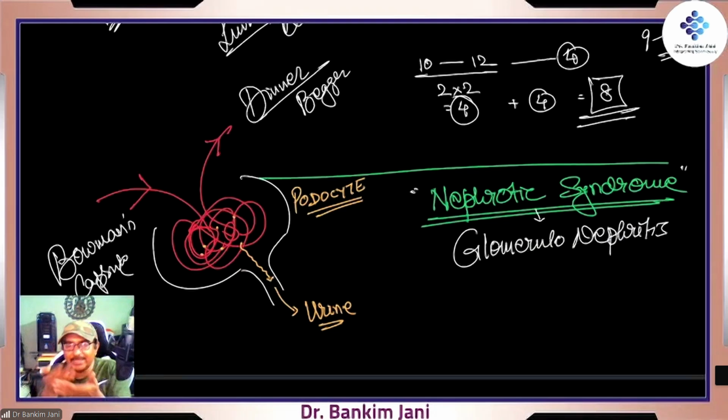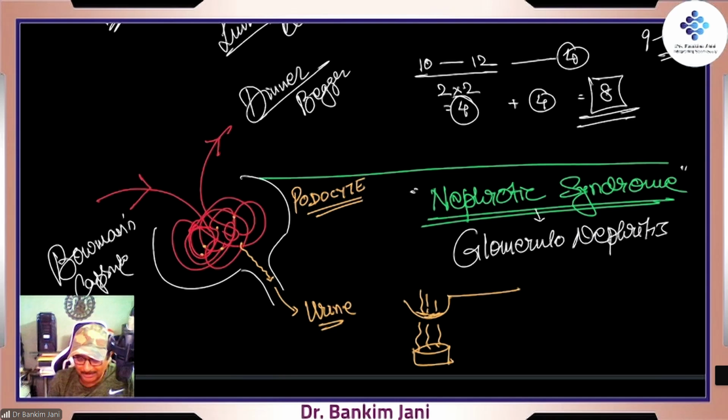So it is like the sieve we use to make tea, right? We put it so that the chai patti remains over here and the nice chai goes into the cup, right? So podocytes are these. These are podocytes.